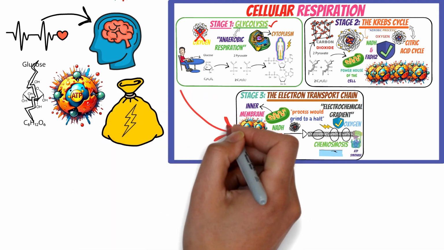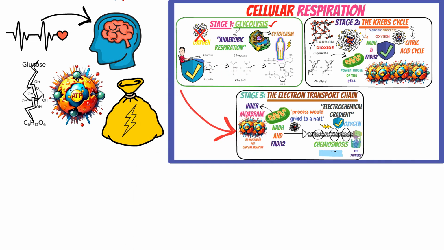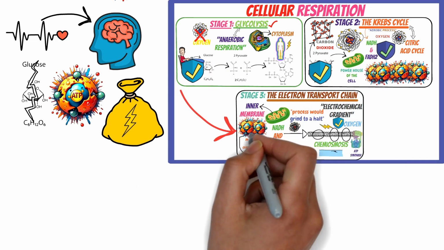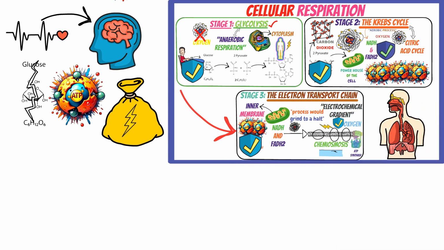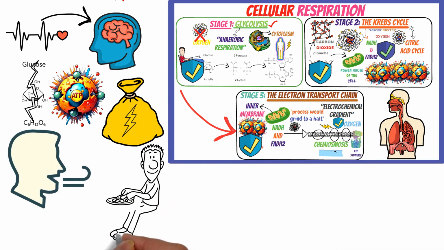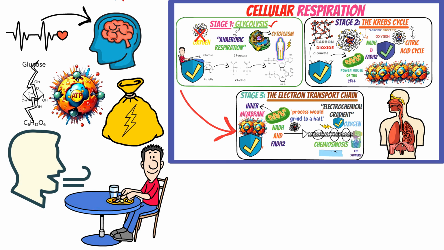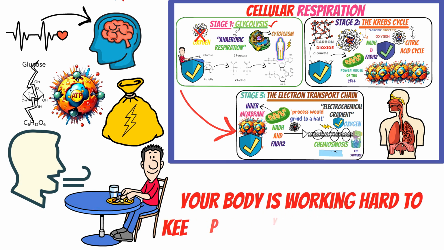From glycolysis to the electron transport chain, each stage of cellular respiration plays a vital role in ensuring your body has the energy it needs to function. So, the next time you take a breath or eat a meal, remember, your body is working hard to keep your cells running smoothly.